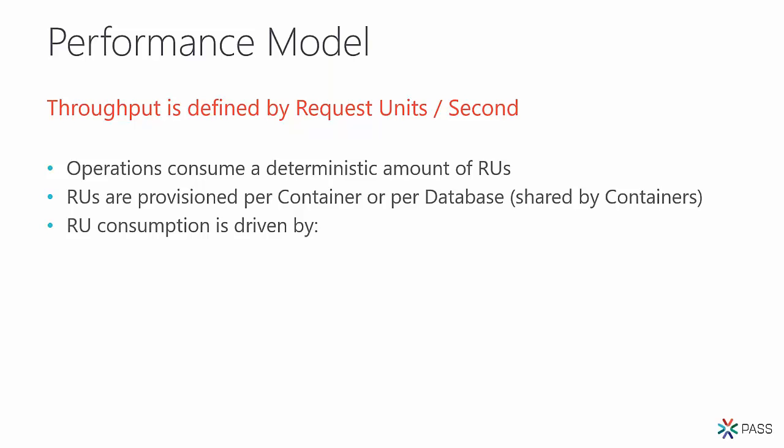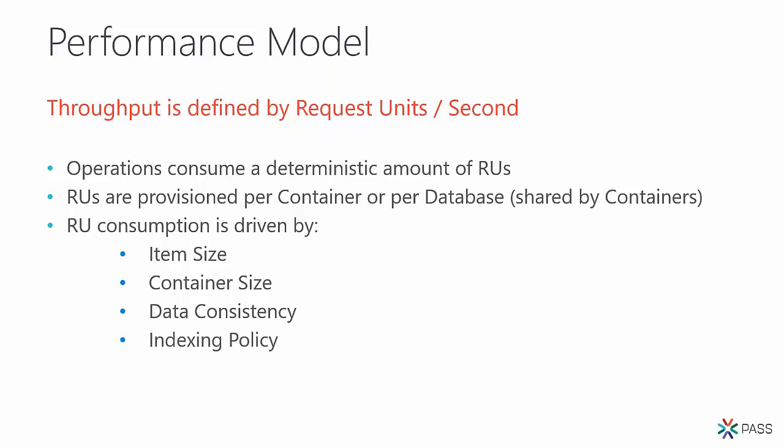And then request unit consumption is driven by different factors, right? I mentioned item size, the document size, for example, is one. The container size, so whether the table or the collection or the graph is small or bigger, if it has more indexes, for example, things like this. Data consistency: if you run a query with strong consistency compared to running it with eventual consistency, there is a difference in cost.